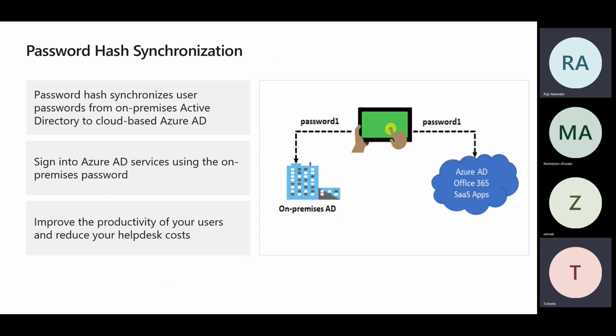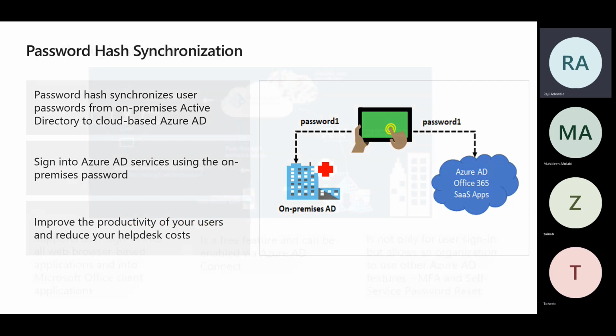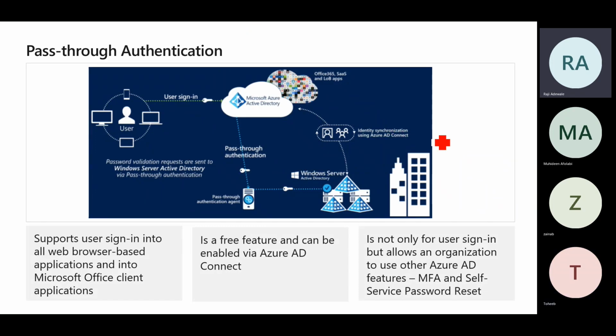So we've seen password hash synchronization. Your password is synchronized to Active Directory, and you sign into Active Directory using the on-premise password. You can see this would improve productivity of your users and reduce cost to the help desk, because users wouldn't have to be calling all the time to say, I've got issues with my password. They wouldn't have to maintain two different passwords, one for the cloud and one for on-premise. While for pass-through authentication, the request still has to be sent through to the pass-through agent, which runs on your Azure AD Connect, and the authentication would be verified by your on-premise domain controller. So when this link is broken, then users would have challenges connecting.